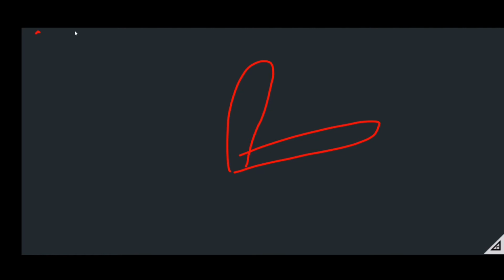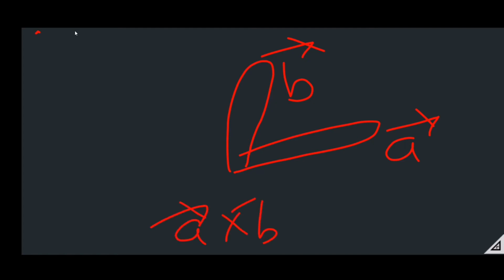then A vector is represented by this forefinger, that is the index finger, and B vector is represented by the central finger. Then A vector into B vector is represented by the thumb. If the thumb, central finger and index finger are mutually perpendicular to each other, and A vector and B vector are represented by the index finger and the central finger, then the thumb represents the direction of A vector into B vector.